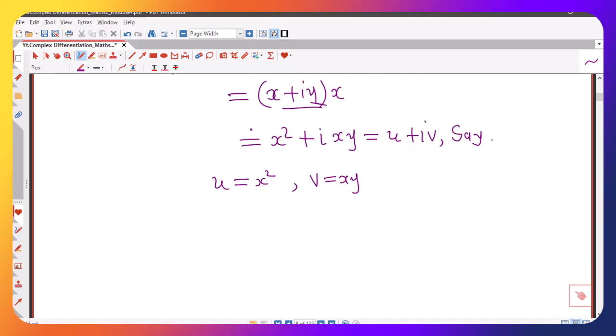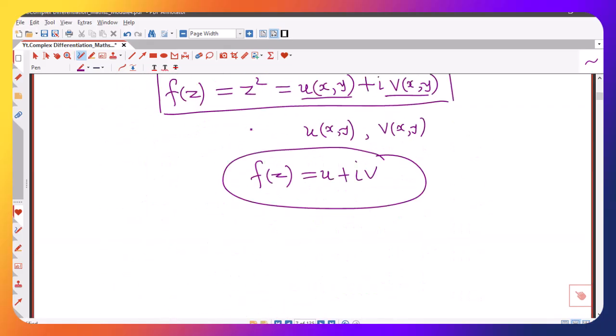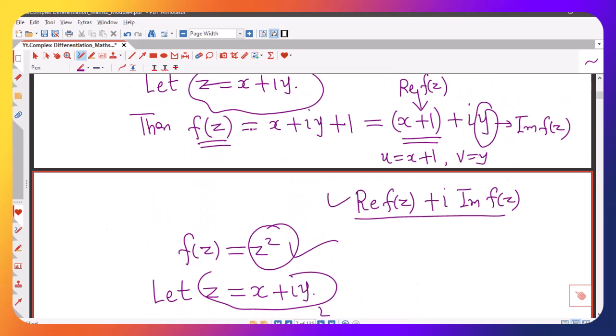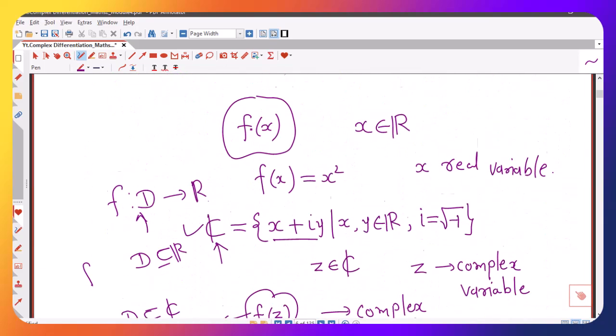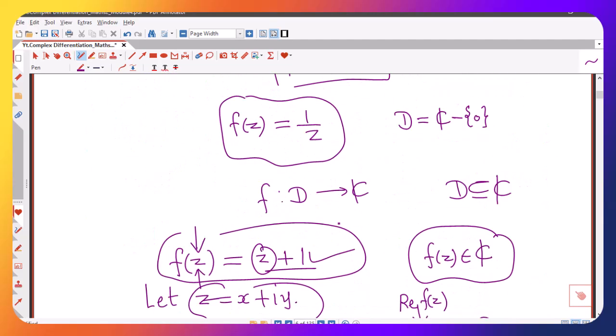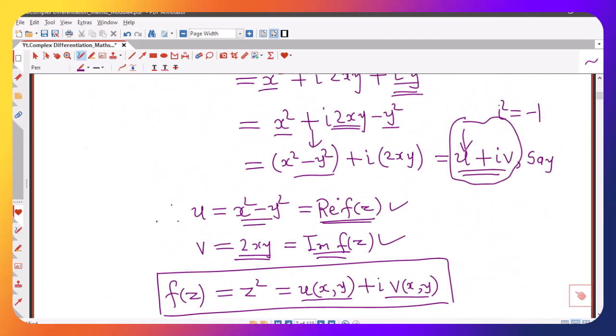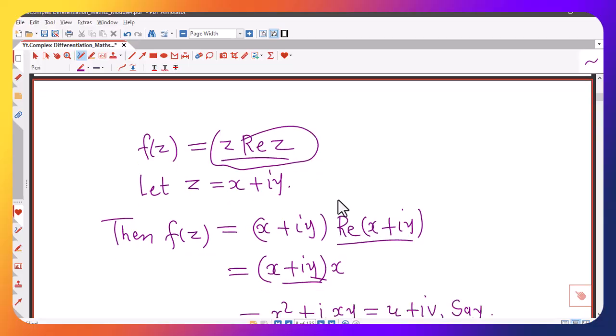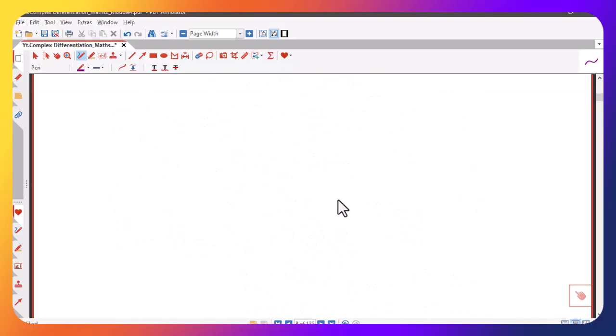And this is very much important in the definition or in the method of finding derivatives of complex functions. So you must be familiar with how we can obtain real and imaginary parts of a given complex function. Sometimes we will require to write our complex function in polar form also.